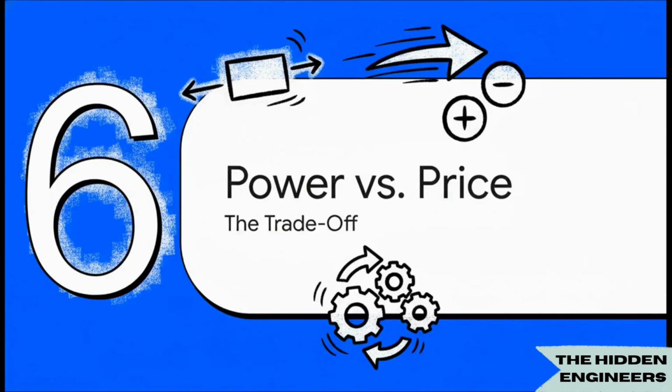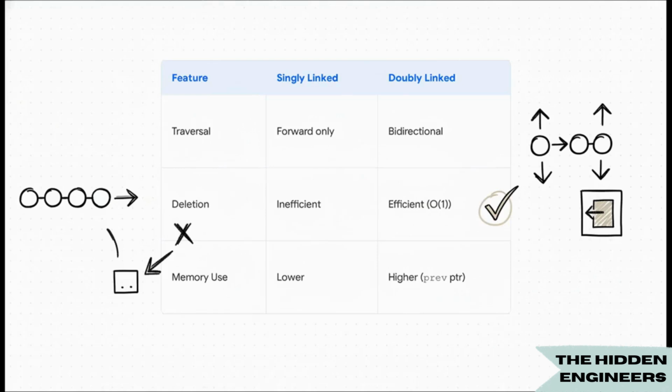So doubly linked lists seem pretty amazing, right? They're flexible, they're efficient, so why wouldn't we just use them all the time for everything? Well, like any good engineering choice, it all comes down to a trade-off. Let's break it down real simple. A singly linked list can only go forward, which makes deletion inefficient. But a doubly linked list lets you cruise in both directions, making that same deletion super efficient.